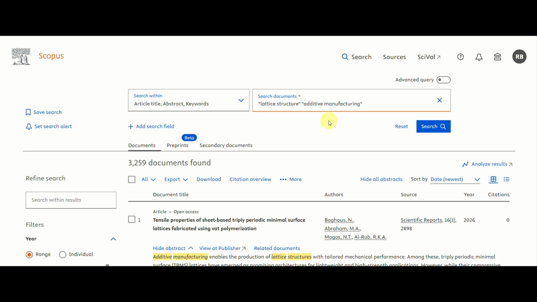For that we can separate them using parentheses. This is research area 1 and this is research area 2, and we use the Boolean operator AND. Let's see what is going to happen now.